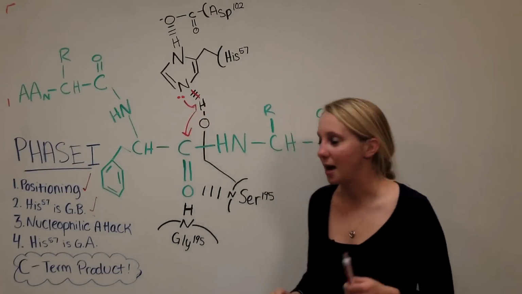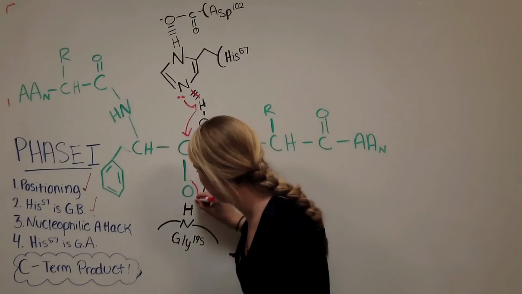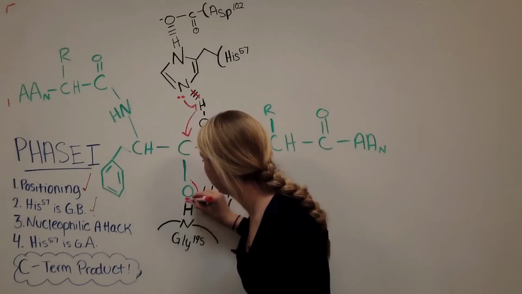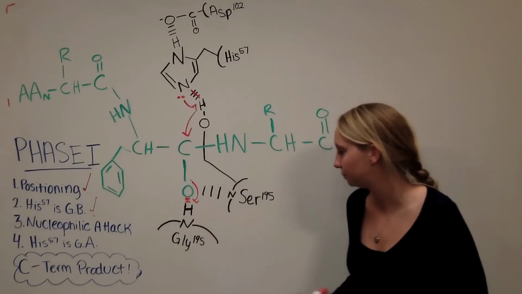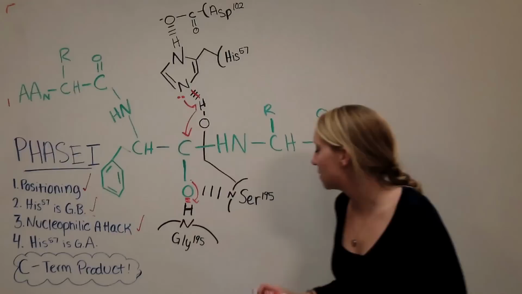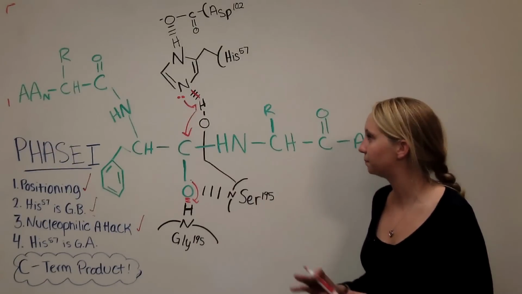So that attack is going to break this double bond and kick these electrons out here in order to form a temporary hydrogen bond with this glycine residue down here. So this forms an unstable, short-lived intermediate structure.